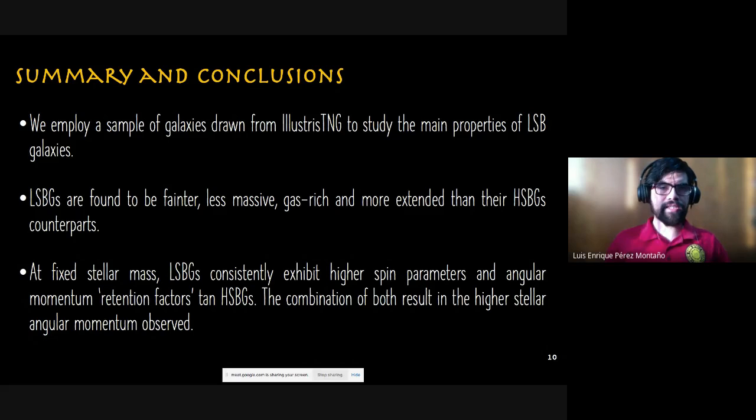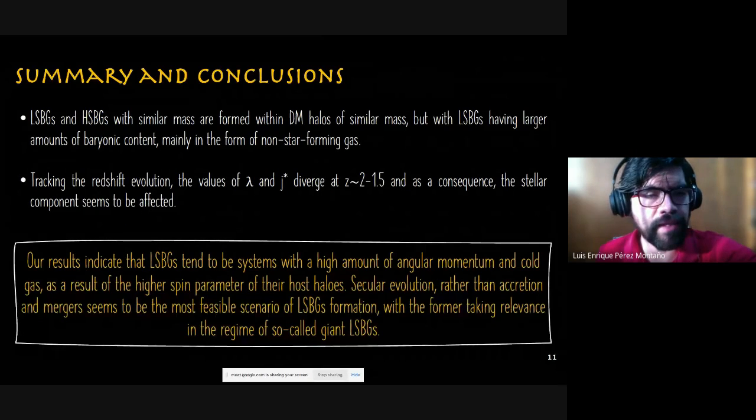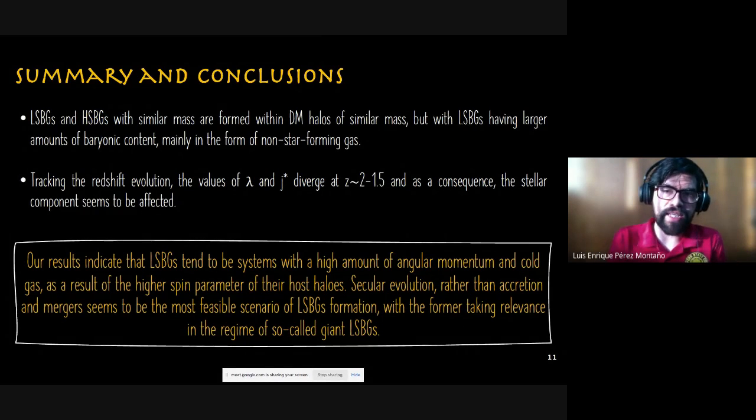So we find that LSBs are fainter, less massive, gas-rich, and more extended than HSBs. At fixed stellar mass, these LSBs exhibit higher spin parameter and angular momentum retention fraction, and the combination of both results in the higher stellar angular momentum observed. So my main conclusion of this work is that LSBGs tend to be systems with high angular momentum and cold gas as a result of the higher spin parameter of their host halo.